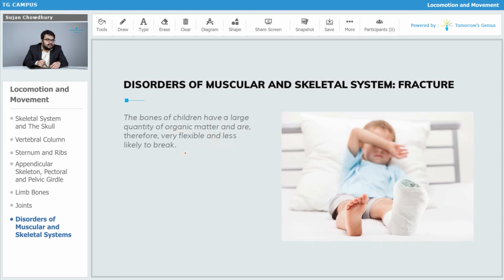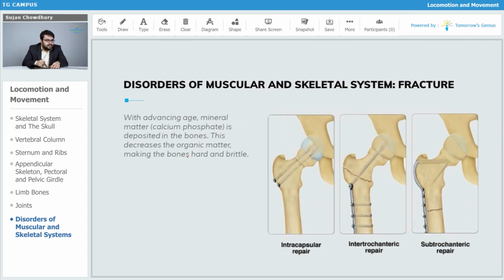The bones of children have a large quantity of organic matter and are therefore very flexible, and they are less likely to break unless the pressure that is being put becomes very, very serious. With advancing age, the mineral matter such as calcium and phosphate is deposited in the bones. It decreases the organic matter and it makes the bone hard and brittle, slowly increasing the chances of breaking.